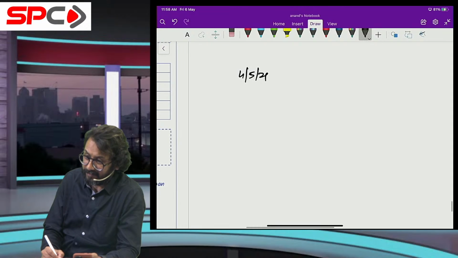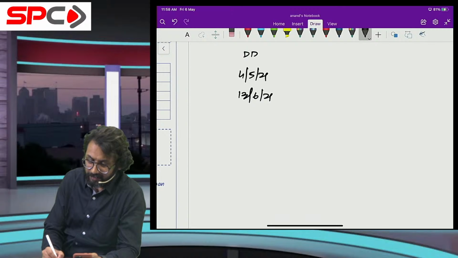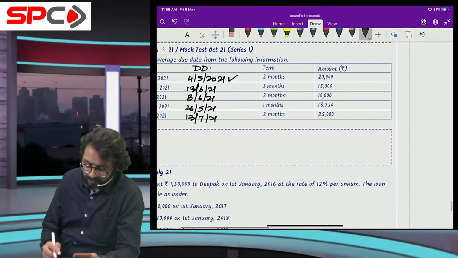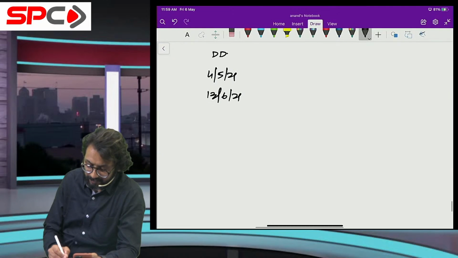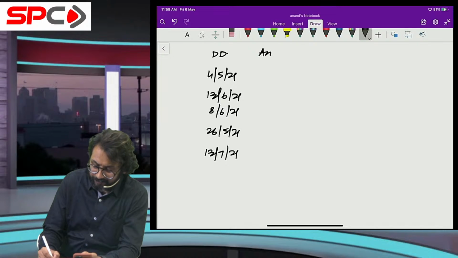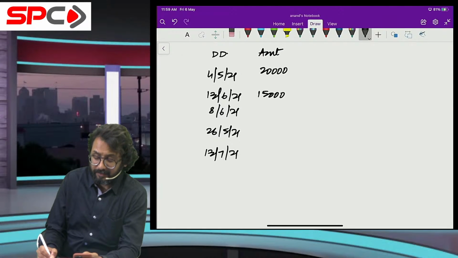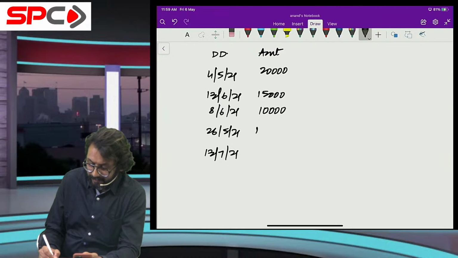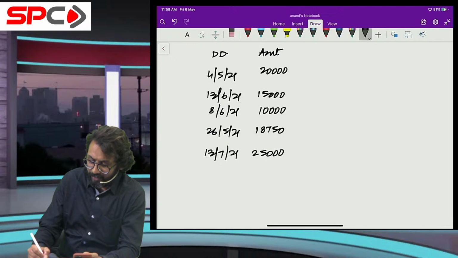Next date? 13th June 21. Next date? Next due date? 13 June, then 8 June. 8 June 21, then 26 May 21, then 13th July 21. What is the amount? 20,000, then 15,000, then 10,000, then 18,000, 750, then 25,000. Very good. Now I have to calculate number of days.